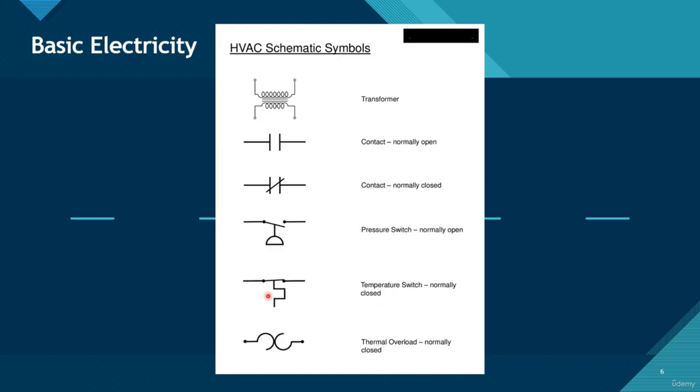This is a temperature switch. This is, again, a rise in temperature would open. And this here, thermal overload, you're going to have these in your compressor, your fan motors. These protect against high temperatures or high amperages. If the motor is really super hot, this will open, disconnecting power, preventing that motor from coming on.